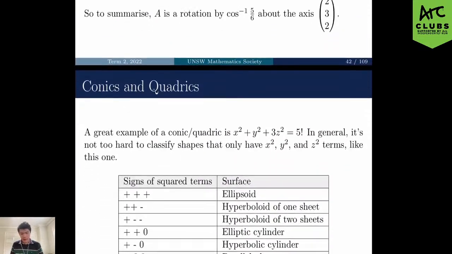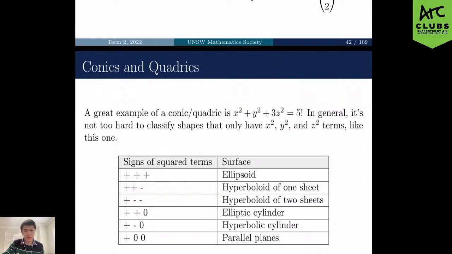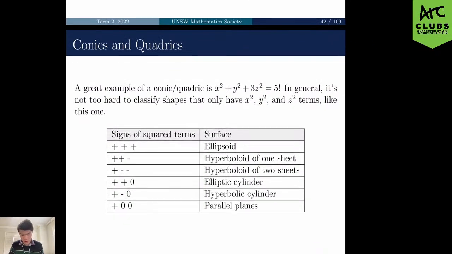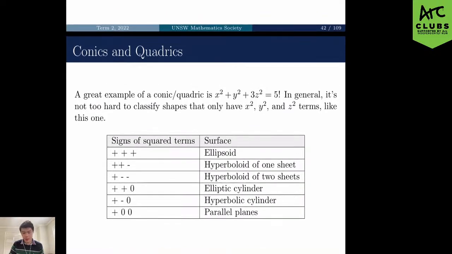Alrighty. So we have two more things to cover, conics and quadratics. Basically they're equations of this form, something like x squared plus y squared plus 3z squared equals 5, right? In general, if you have a shape that only has x squared, y squared, and z squared terms, it's going to be fairly simple to classify as a shape.